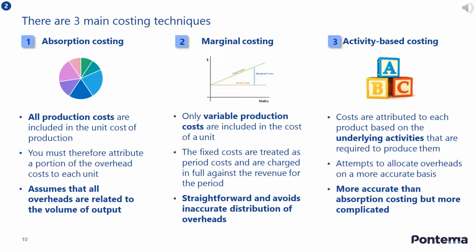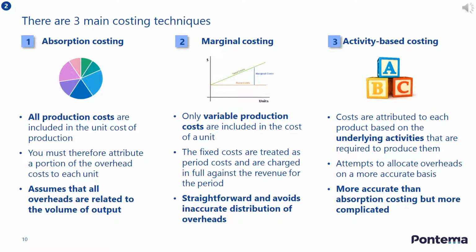There are 3 main costing techniques: absorption costing, marginal costing, and activity-based costing. With absorption costing, all production costs are included in the unit cost of production, meaning you must attribute a portion of the overhead costs to each unit. With marginal costing, only the variable production costs are included in the cost of a unit, meaning the fixed costs are treated as period costs and are charged in full against the revenue for the period.